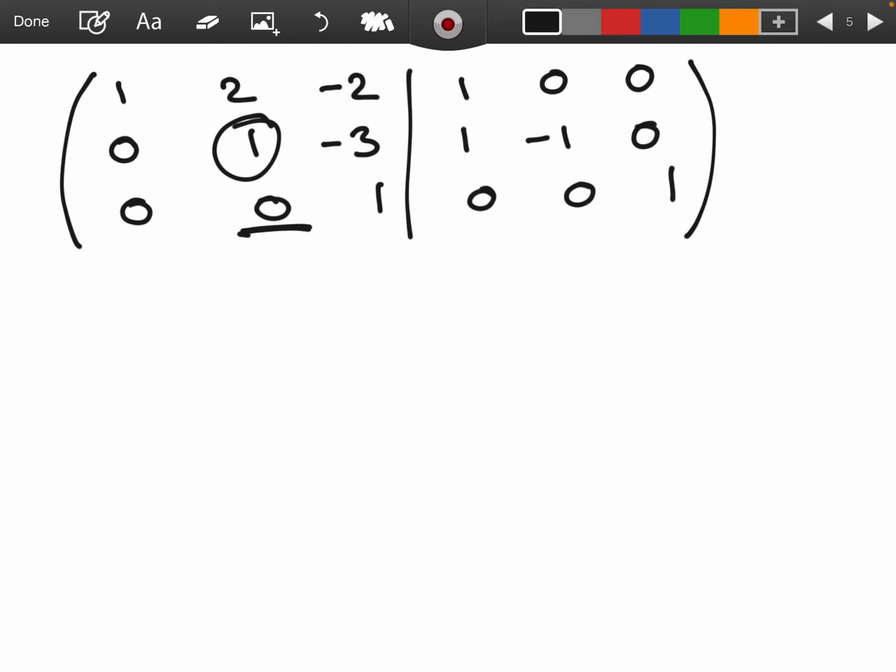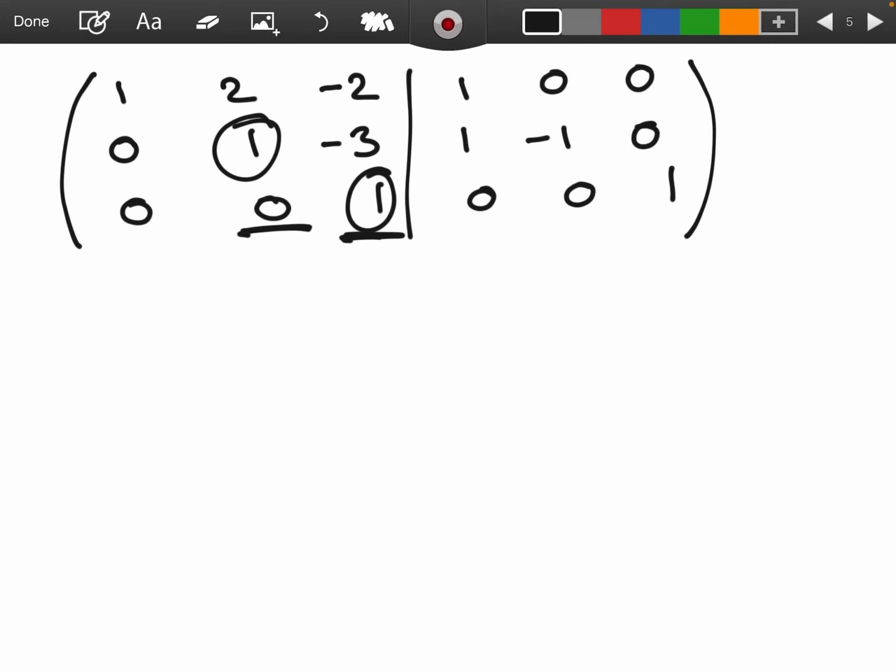Okay, so then you would move on to your next pivot position, which is here. That's also already a 1, so we don't need to do anything else at this point. We have already done our full forward elimination. So now we need to look at backward elimination, meaning that we have to eliminate things above our pivot positions, starting with the last pivot.